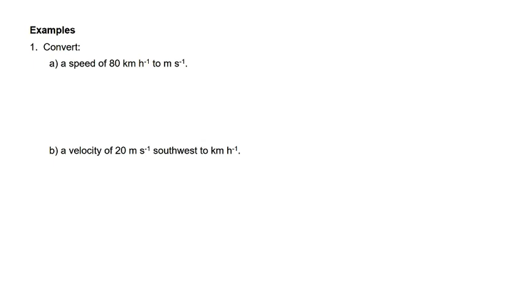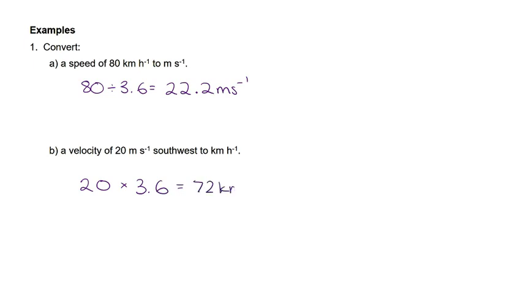So converting a speed of 80 kilometers per hour to meters per second, we divide by 3.6. So we just go 80 divided by 3.6, and we get an answer of 22.2 meters per second. A velocity of 20 meters per second southwest to kilometers per hour. So meters per second to kilometers per hour, we times by 3.6. So it's 20 times 3.6, which is 72 kilometers per hour. And this one is a velocity, so I need to keep the direction. Okay.